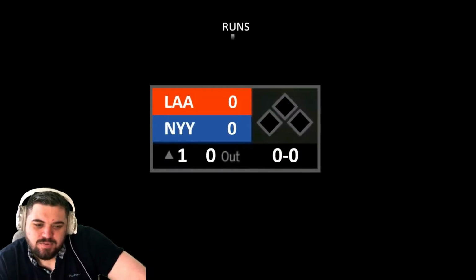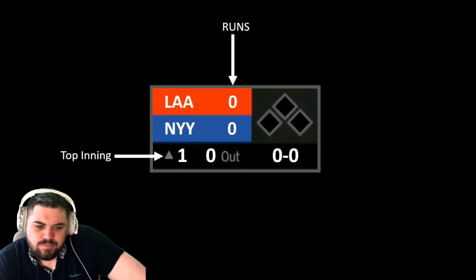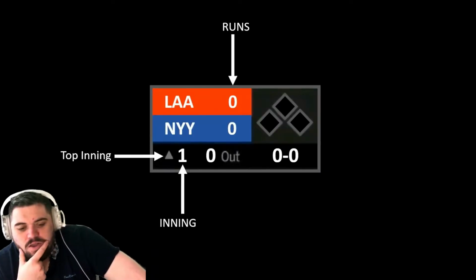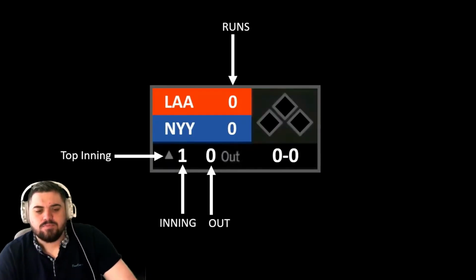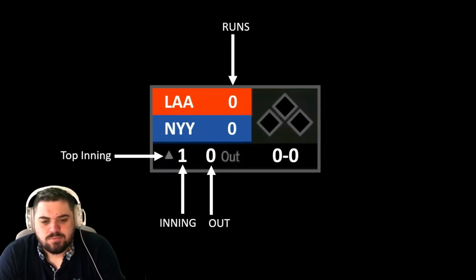It's the beginning of the match, so the runs are 0-0. The triangle pointing upward shows LAA is batting first. When the triangle is down, it's called the bottom of the inning, and then NYY would be batting. The 1 shows the first inning because the match has just started. The 0 shows the outs. They have 3 outs, and then the inning changes.